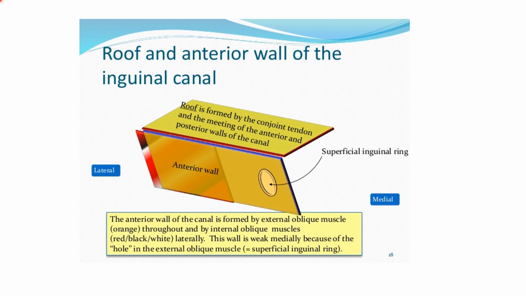So here you can see the roof and the anterior wall of the inguinal canal. The posterior wall and floor have been removed. The roof is formed by the conjoined tendon and the meeting of the anterior and posterior walls of the canal. The anterior wall is formed by the external oblique muscle shown in orange, and it is reinforced in its lateral 1/3 by this internal oblique. The wall is weak medially because of the hole in the external oblique, which is known as the superficial inguinal ring.